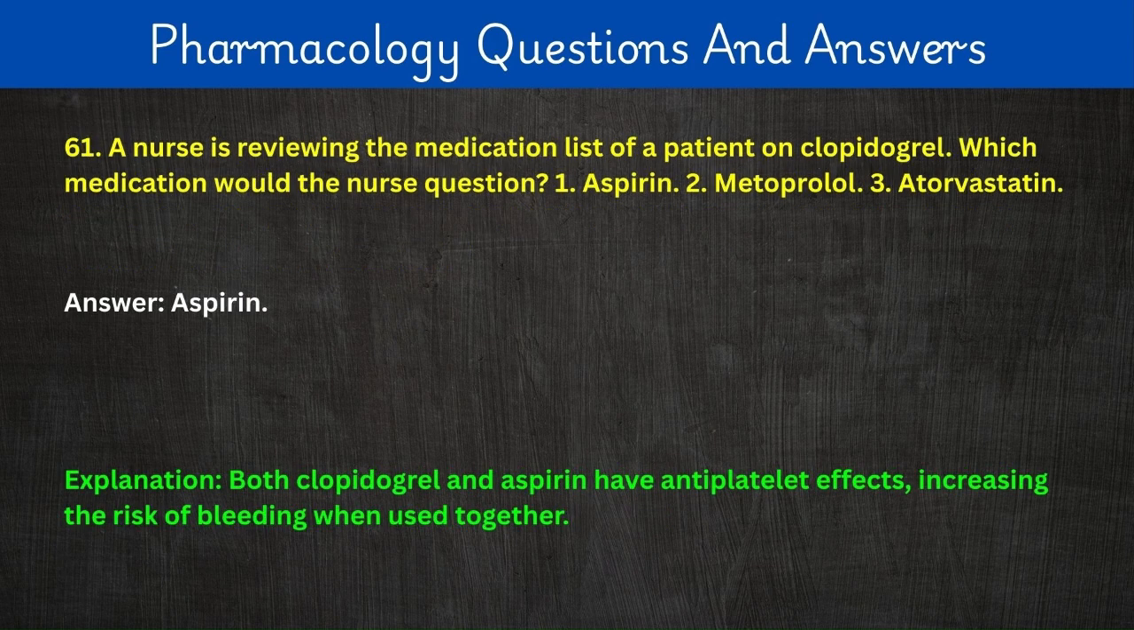61. A nurse is reviewing the medication list of a patient on clopidogrel. Which medication would the nurse question? 1. Aspirin. 2. Metoprolol. 3. Atorvastatin. Answer: Aspirin. Explanation: Both clopidogrel and aspirin have antiplatelet effects, increasing the risk of bleeding when used together.